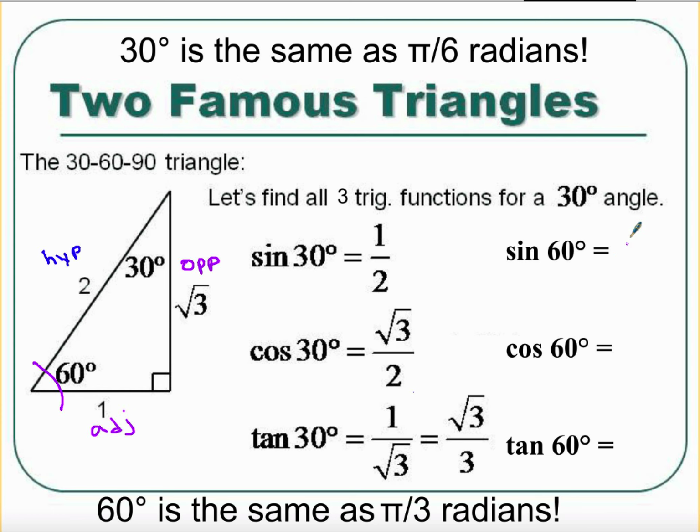So that's going to change what our ratios look like over here. The sine of 60 degrees is the opposite, square root of 3, divided by the hypotenuse, which is 2. The cosine is the adjacent, 1, divided by the hypotenuse, 2. And the tangent is the opposite, square root of 3, divided by the adjacent, which is 1. And the square root of 3 divided by 1 is just the square root of 3. You don't have to write it as a fraction if you don't want to. And those are the trig ratios for the special right triangles.